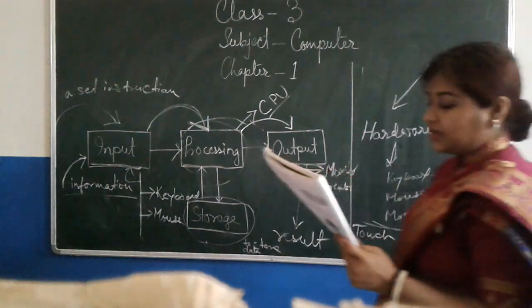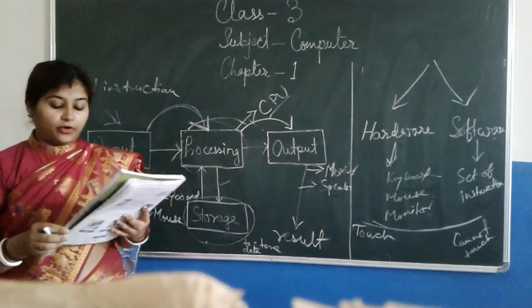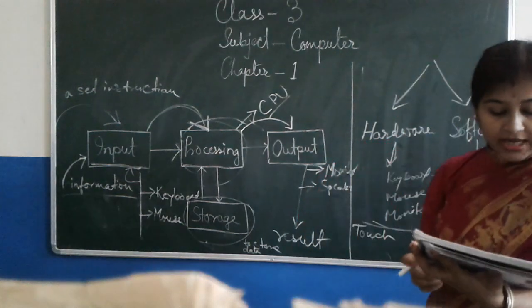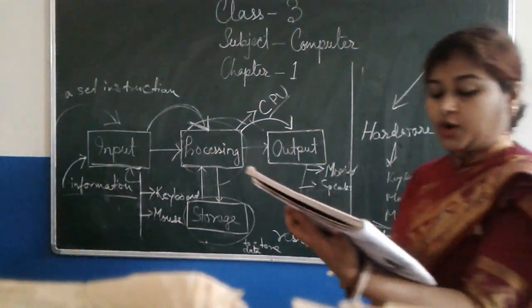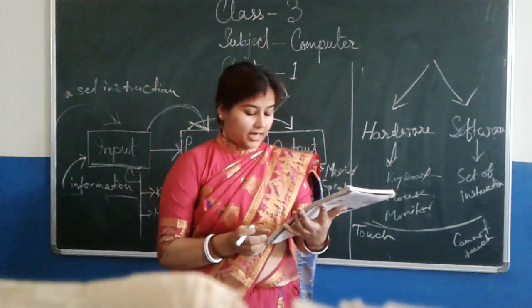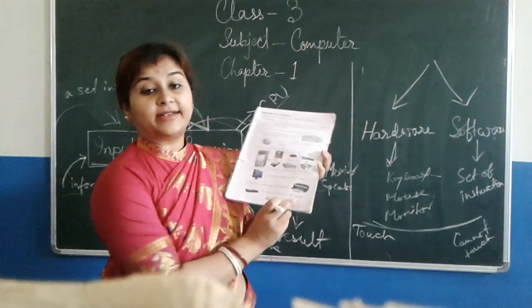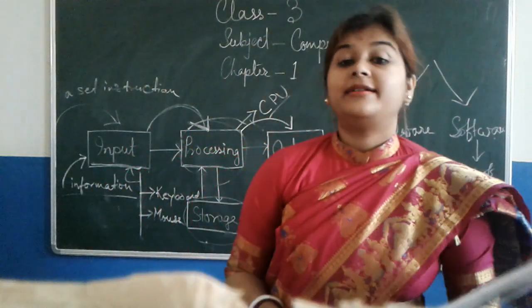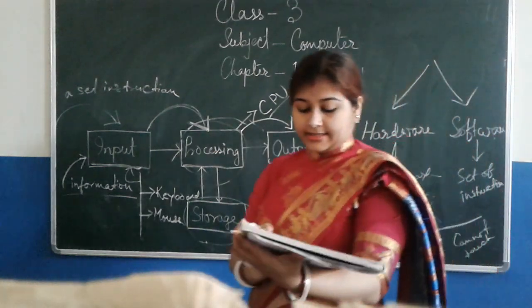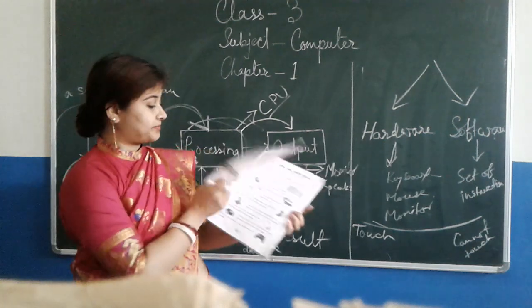Monitor is used to display text or images. We use monitor for displaying results. Printer is used to produce a copy of information. Modem connects you to the internet. We use the internet very frequently. This internet connection we can get by using a modem.